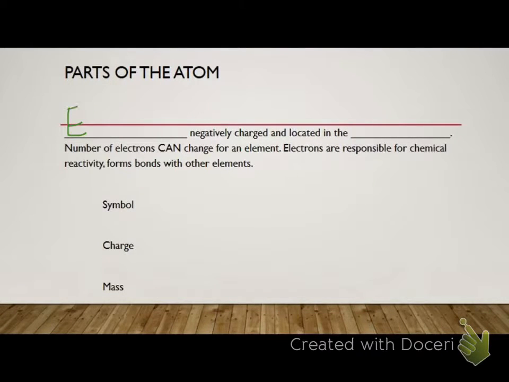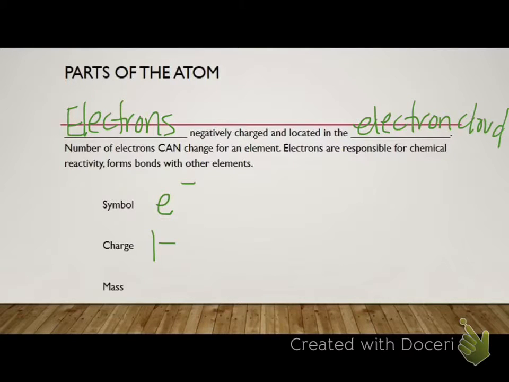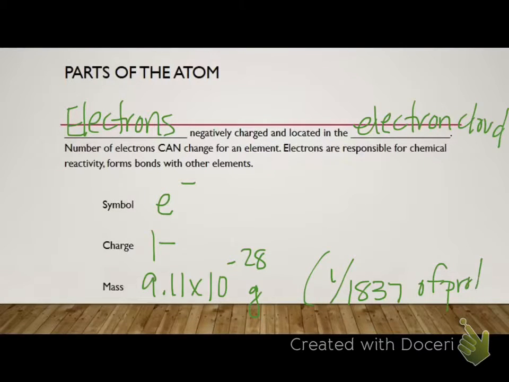The electrons, of course, are negatively charged, and they are located in the electron cloud. They're spinning around very, very fast, which we'll talk about in Chapter 4. The symbol is e⁻ because it has a -1 charge, and its mass is 9.11 times 10 to the -28 grams. And of course we said that was 1/1837 of a proton. So much, much lighter. Okay?